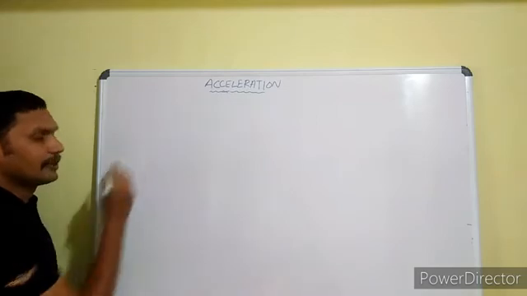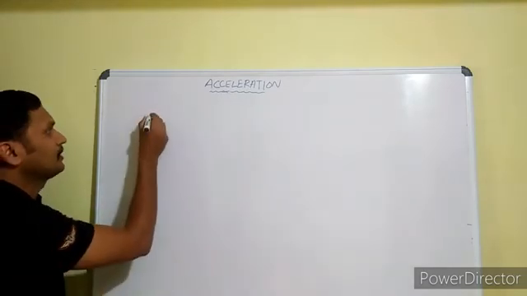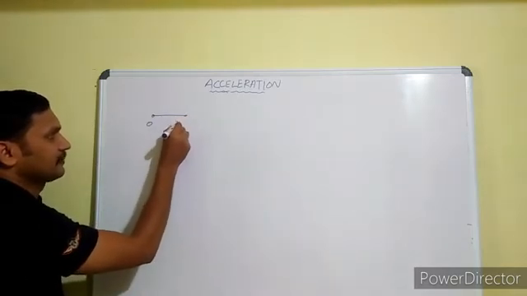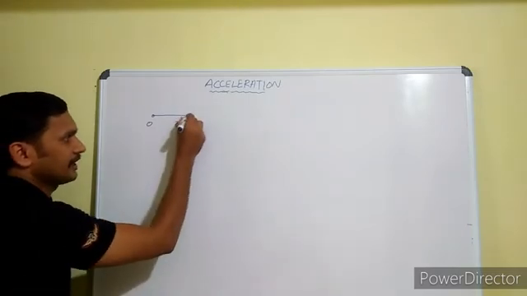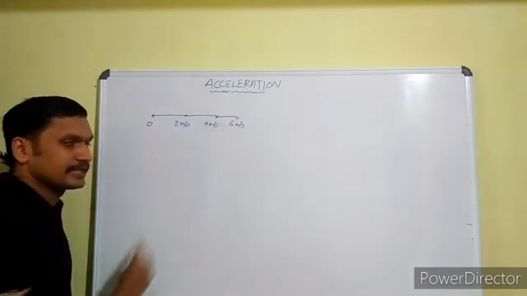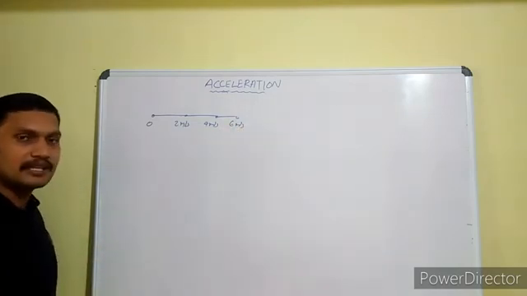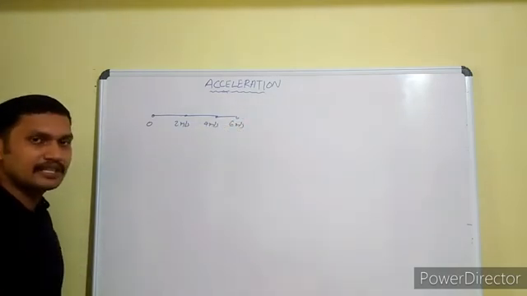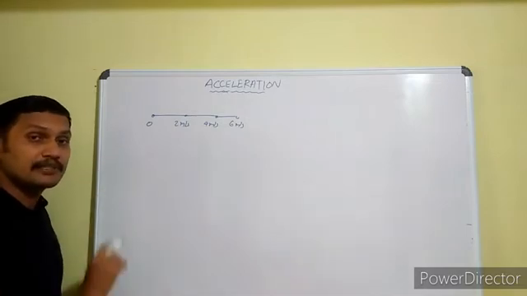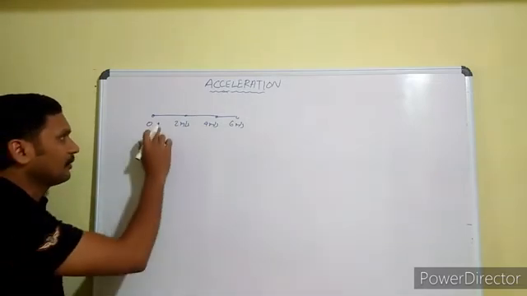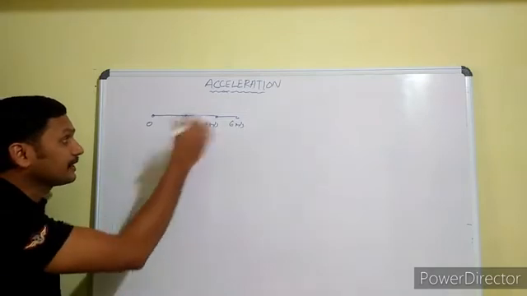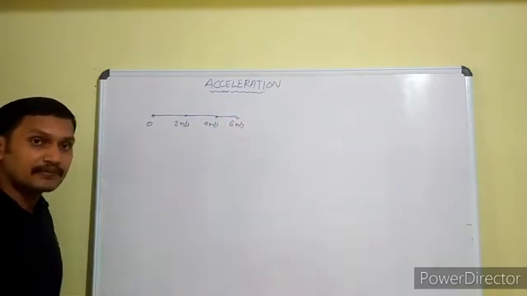If the speed of a moving object increases, for example, here we have an object starting from O, and after 1 second its speed is 2 meter per second. After 2 seconds its speed is 4 meter per second, and after 3 seconds 6 meter per second, like this. Here the speed of the object increases. In every 1 second its speed increases by 2 meter per second. So its speed increases, so it has a positive acceleration.